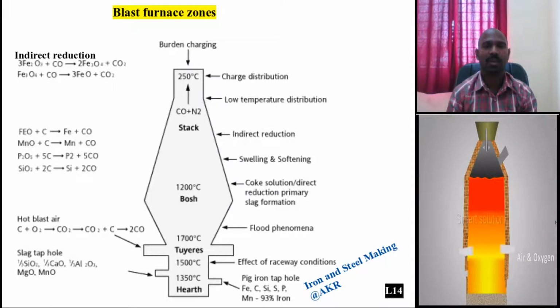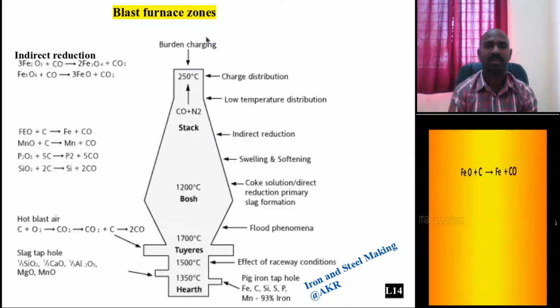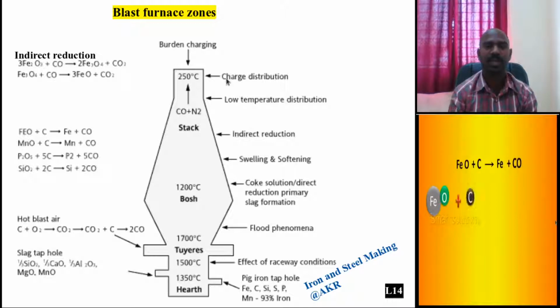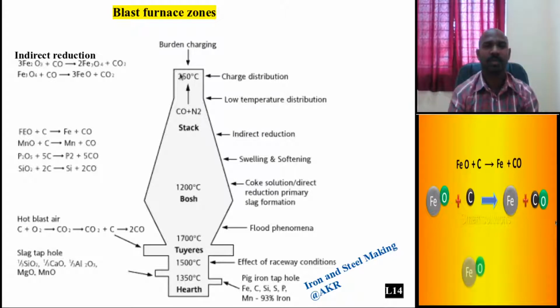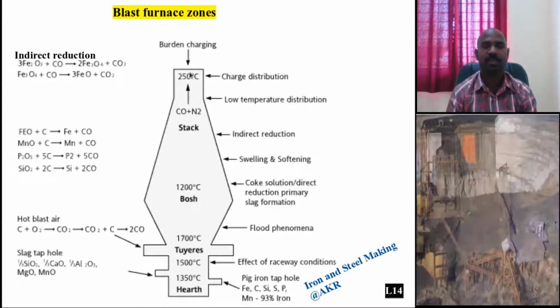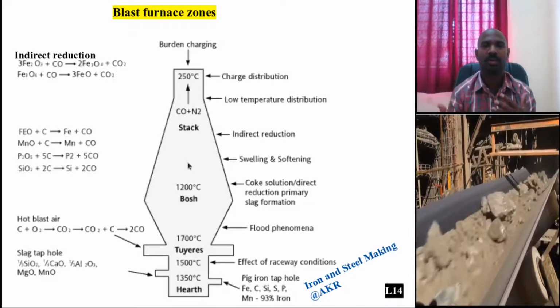For example, coming to these particular points, burden charging. Burden consists of iron ore, sinters, limestone and coke. This burden is also charged, so I can call it a charge or raw material. Initially it distributes, if it is the old method, by the double bell charging system; if it is the modern method, by the bell-less charging system. In the double bell charging system, from the small bell to the large bell, it distributes and falls into the stack zone.